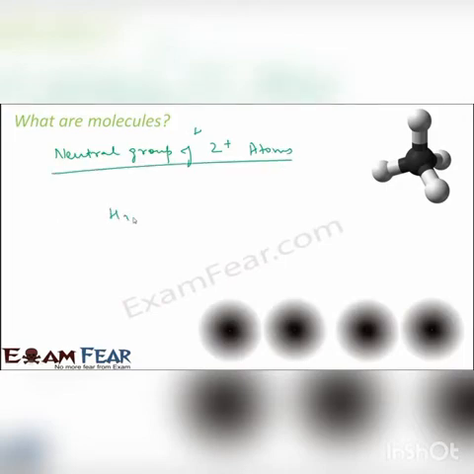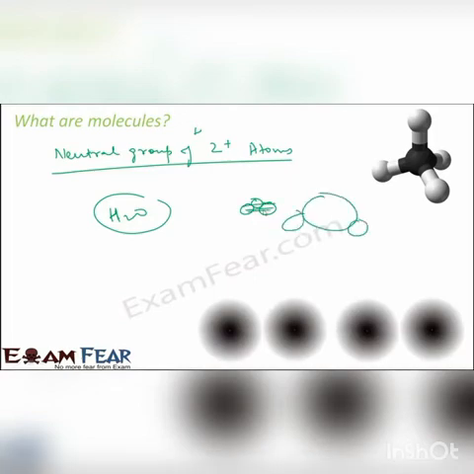For example, H2O, the water we drink, is H2O. It has 2 hydrogen and 1 oxygen. 1 oxygen and 2 hydrogen atoms. Actually, it will look something like this based on the size. Right? This is oxygen, this is hydrogen, and this is hydrogen.